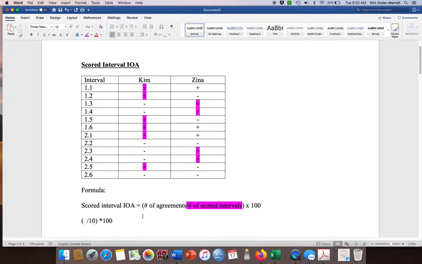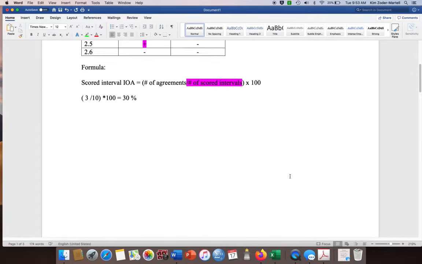Now we have to go back and look at how many intervals there are agreements. Right here, Kim and Zena both agreed that the behavior occurred. Here's a disagreement, another disagreement, another disagreement. We have 2 agreements here. We have a disagreement and we have a disagreement. So in total, there are 3 agreements. So what we do then is take 3 divided by 10, multiply it by 100, and you wind up with 30%. So your IOA using scored interval IOA for this data set is 30%.